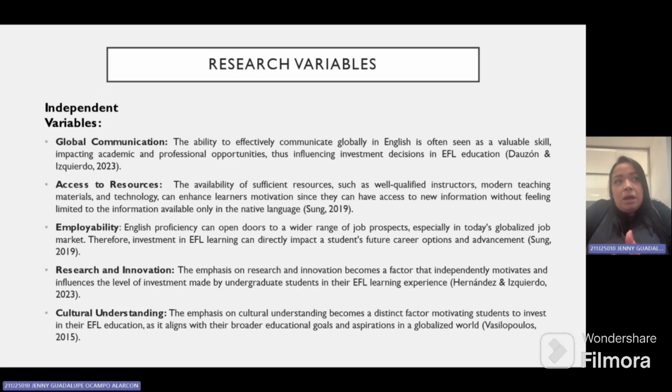A brief review of the independent variables. For example, global communication, because it gives students the ability to communicate globally, as English is seen as a global language, which adds value and has an important academic impact and professional opportunities. And this way, that's why it influences the investment decision of EFL learners.